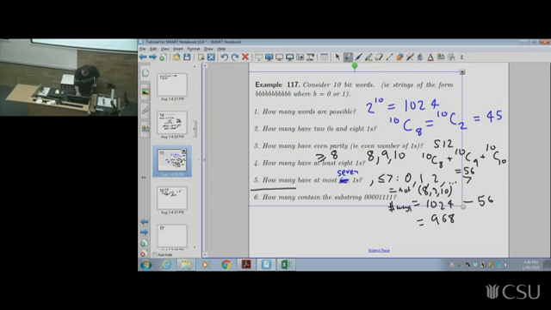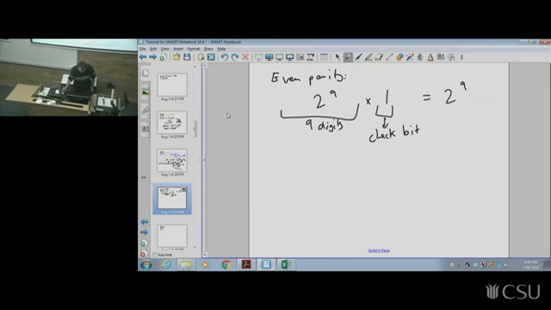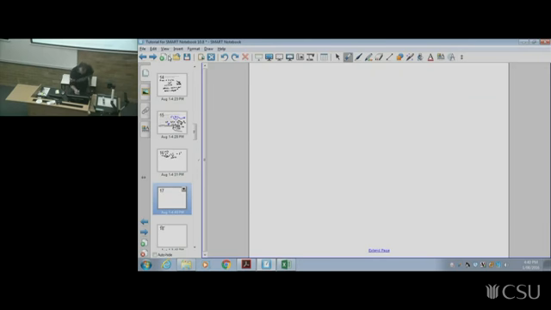Now what about number 6 here? How many of these 10-bit words contain the substring 0, 0, 0, 0, 1, 1, 1, 1? Well, you can just consider it as one big block. It's just 3 factorial, so just do 3. Because you can consider those one big block, so then there's two values on the outside, so 10 choose 3 or something.